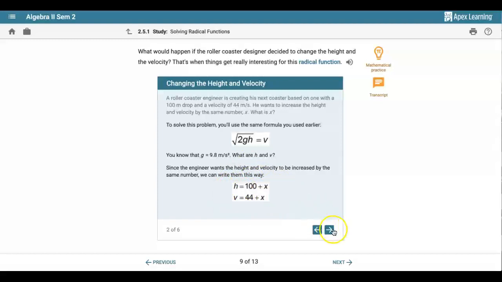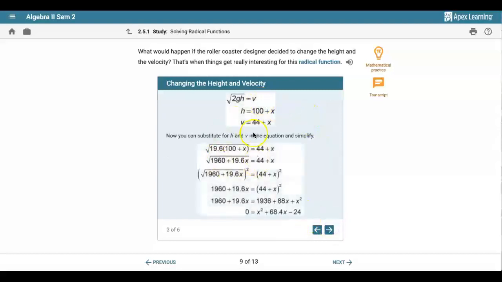Now we're going to plug in our new expressions for our variables. 2 times 9.8 gives us 19.6, and then I plug in our height as 100 plus x. We distribute that out, which is how we get here. Same thing here, I have 44 plus x.